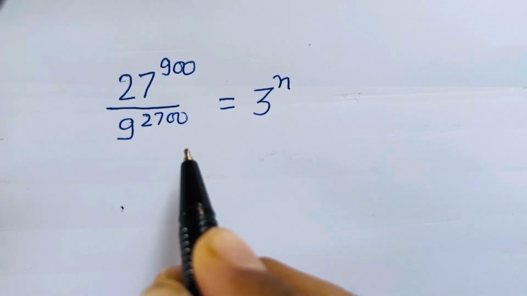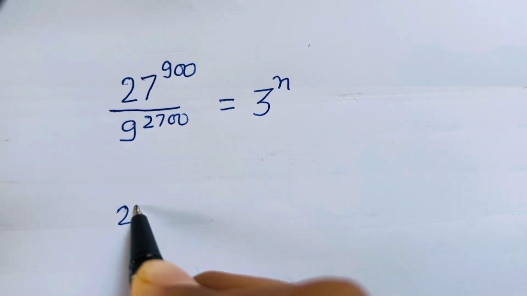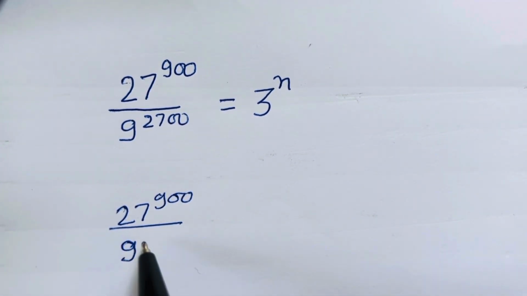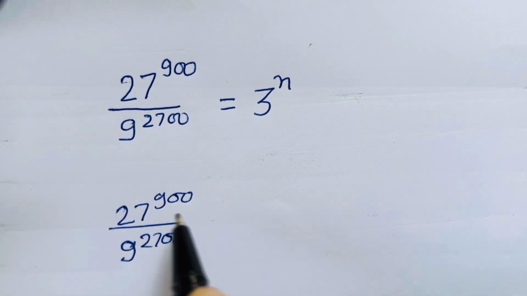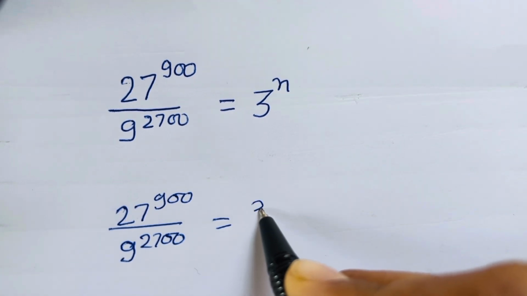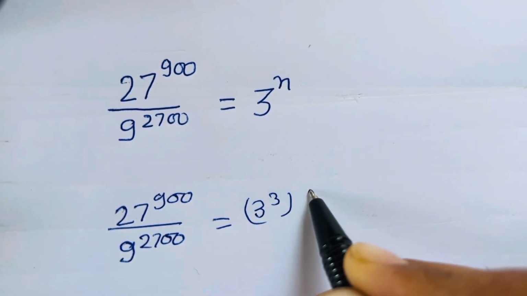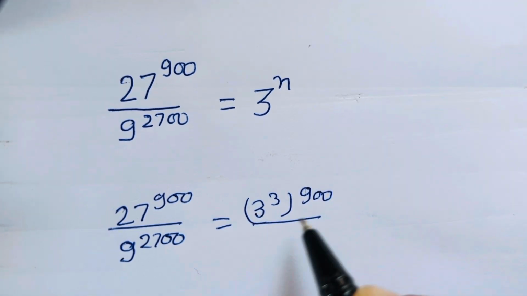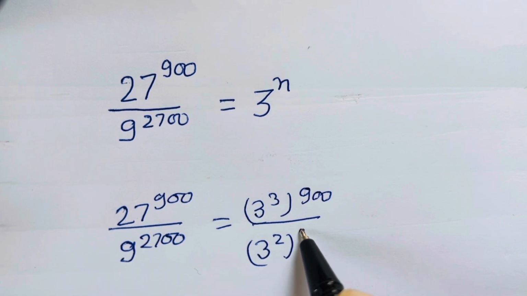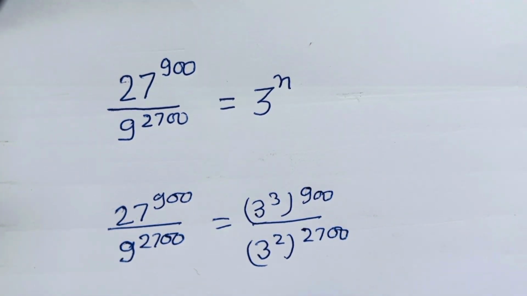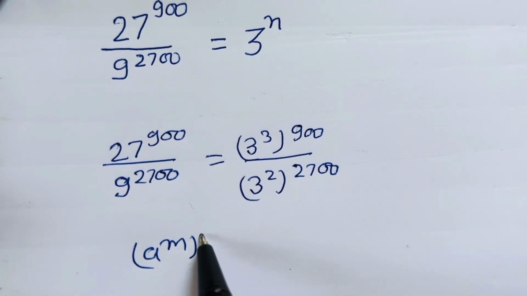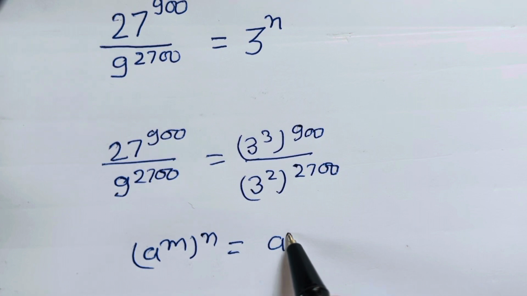First we take the left hand side of the equation: 27 to the power 900 divided by 9 to the power 2700. To simplify this equation, we write 27 as 3 cubed to the power 900, divided by 9 as 3 squared to the power 2700.